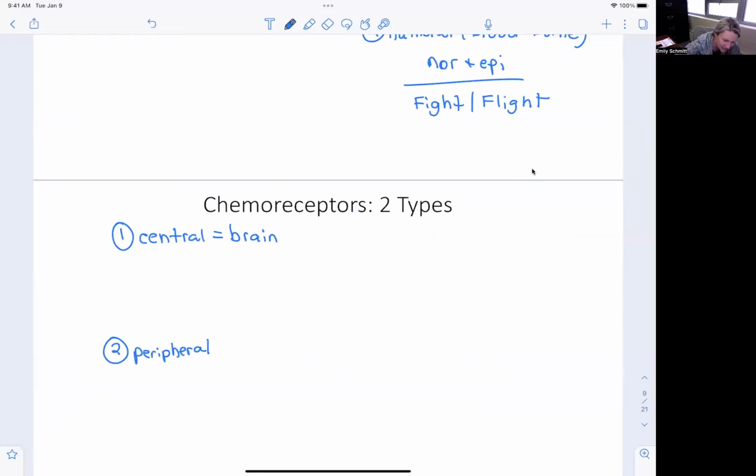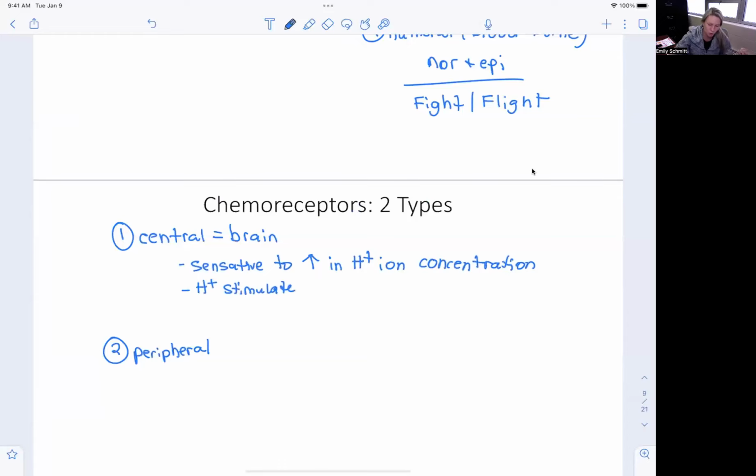So the action of these central chemoreceptors in the brain, they are sensitive to increases in hydrogen ion concentration. And so these hydrogen ions stimulate a group of respiratory centers that then signal to increase breathing rate and force of breathing. So that's one way to control it.